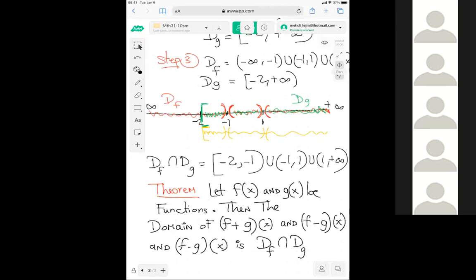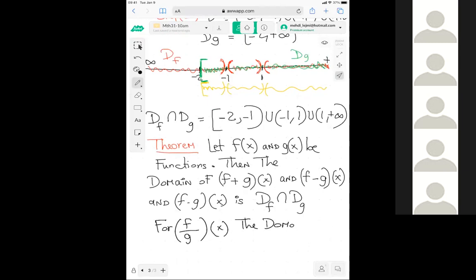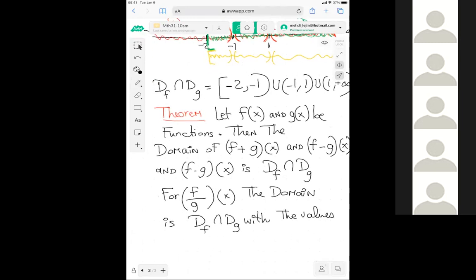And for F over G, when you divide, the domain is an intersection, but then you need to exclude: the domain is DF intersected with DG, with the values where G of X is zero excluded.